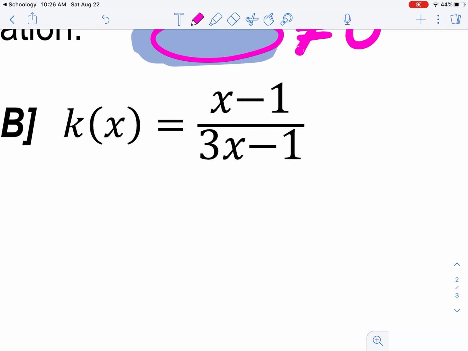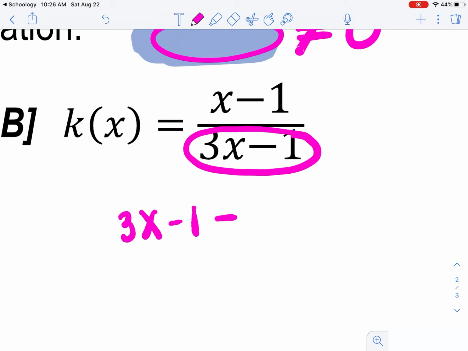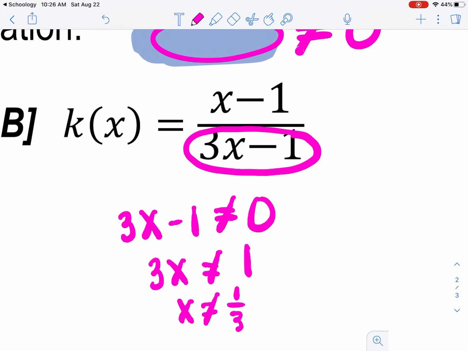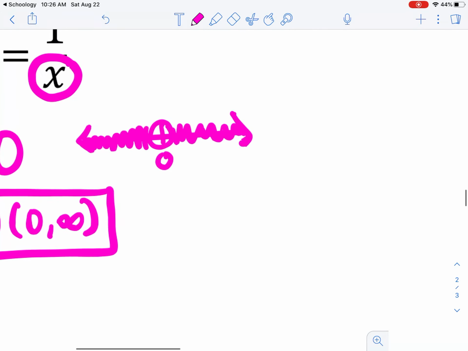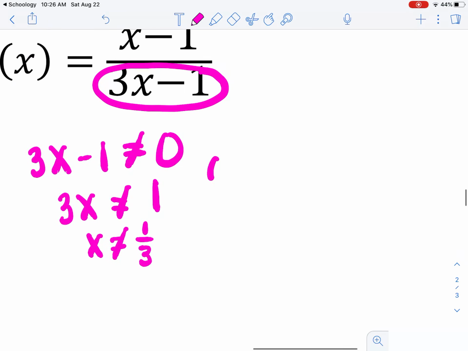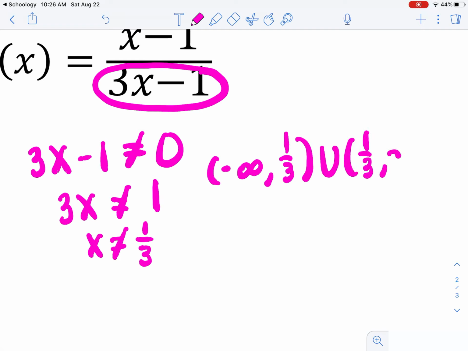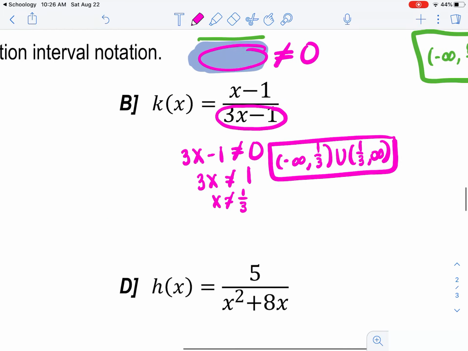All right, next one. Are there any restrictions on this domain? Yes. There's a denominator. Denominators cannot be 0. Solve that equation. 3x cannot be 1. X cannot be 1/3. So this would look exactly like the last one, except this would be a 1/3, right? So I'm going to go straight to writing it. X cannot be 1/3 is written as negative infinity to 1/3, parentheses, union, 1/3 to infinity. And there's your answer. Okay, there's your domain.